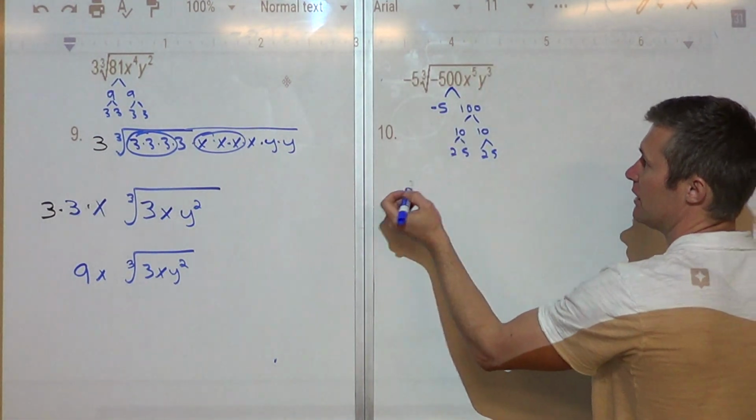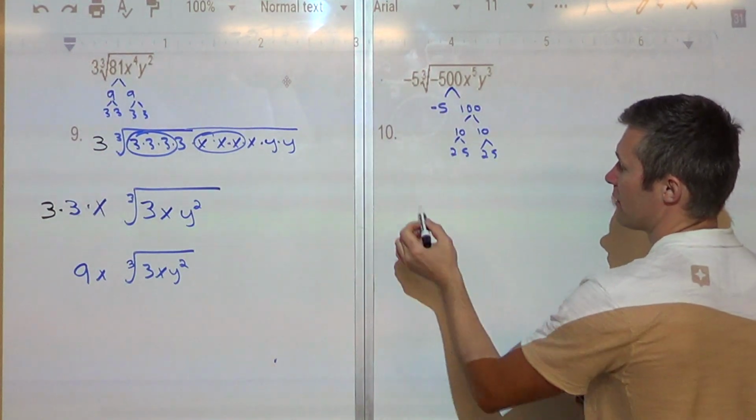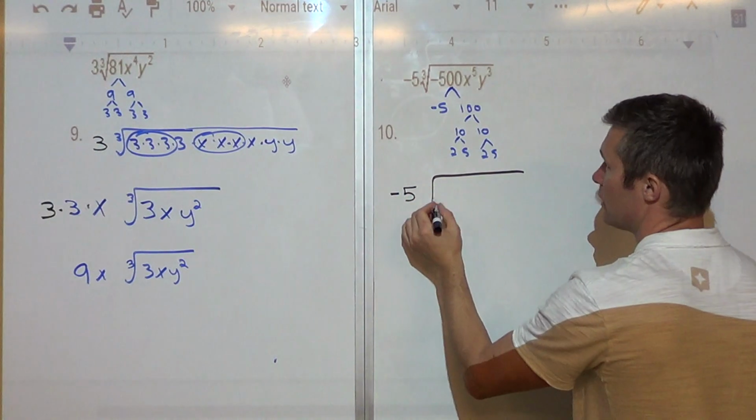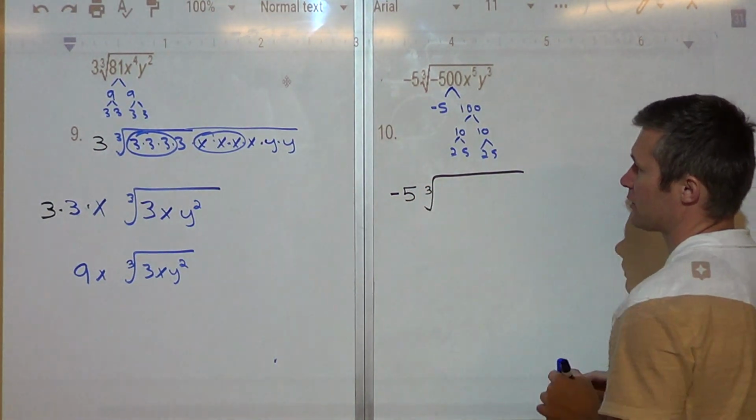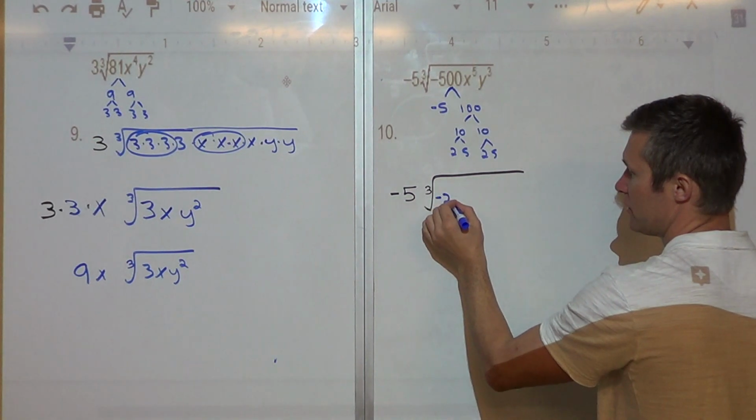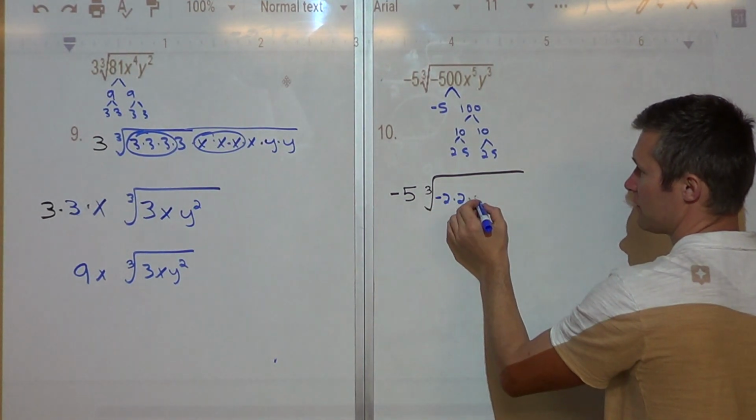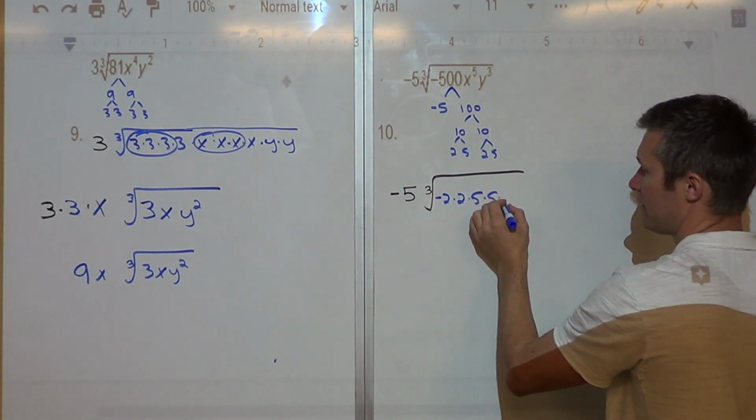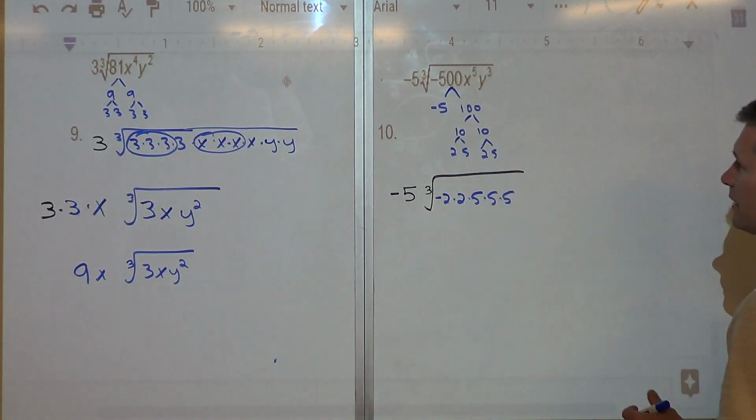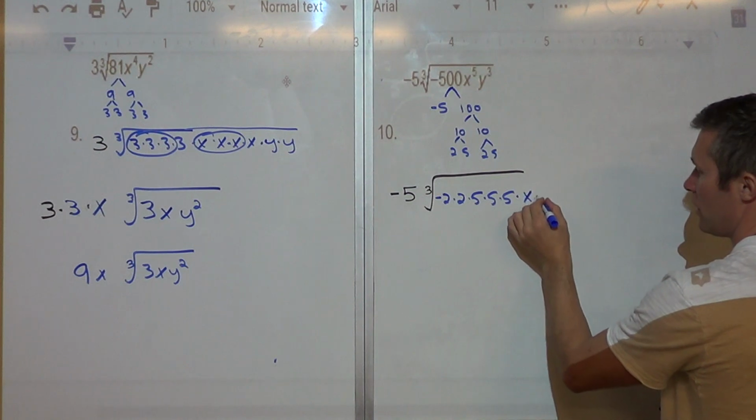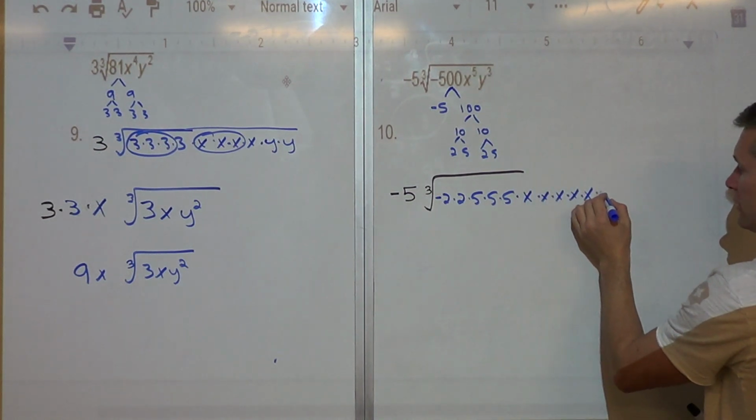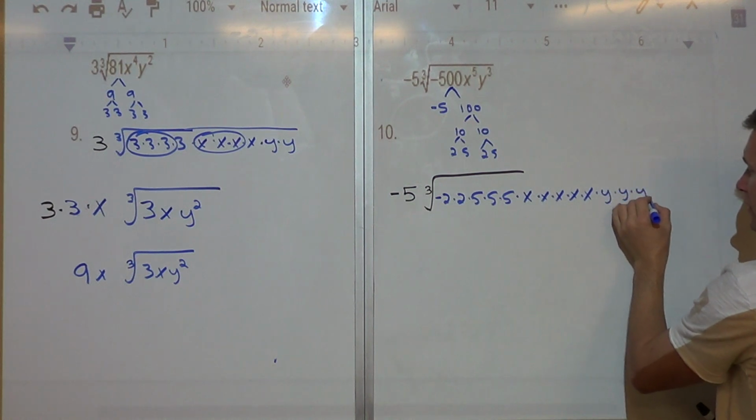So I have this negative 5 on the outside. We're taking a root of 3. And 500 breaks down to negative 2 times 2 times 5 times 5 times 5. So I look at 1, 2, 3, 5's there. Then x, there's 1, 2, 3, 4, and 5. And then y's, there's 1, 2, 3.